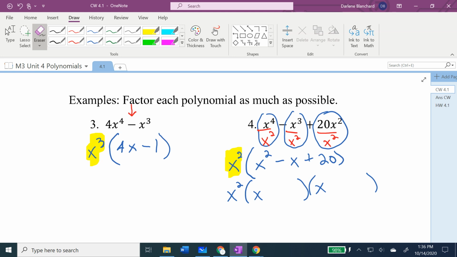Are there 2 numbers that when you multiply them, you get 20, and when you add them, you get negative 1? No, there are not. I typed it wrong. So what I need you to do is correct this, and I need to remember to correct the documents. This should have been a minus because, well, you know what? With it being the way it is, you couldn't have factored it further. But I'm not planning on taking you through that. This should have been minus 20, not plus 20.